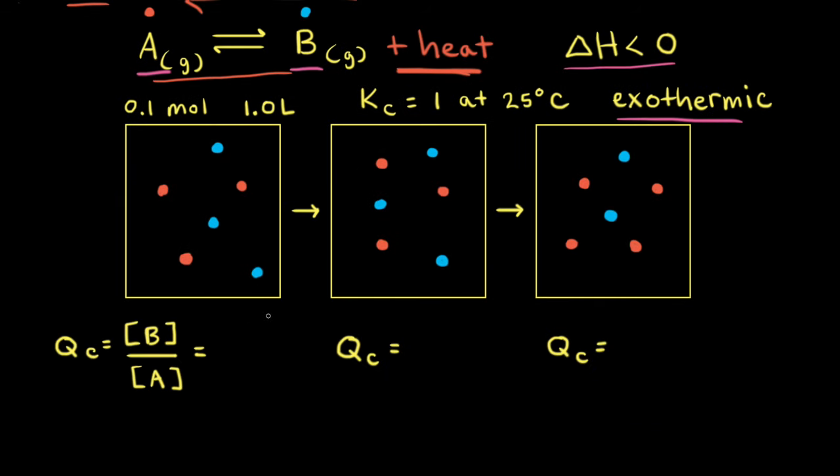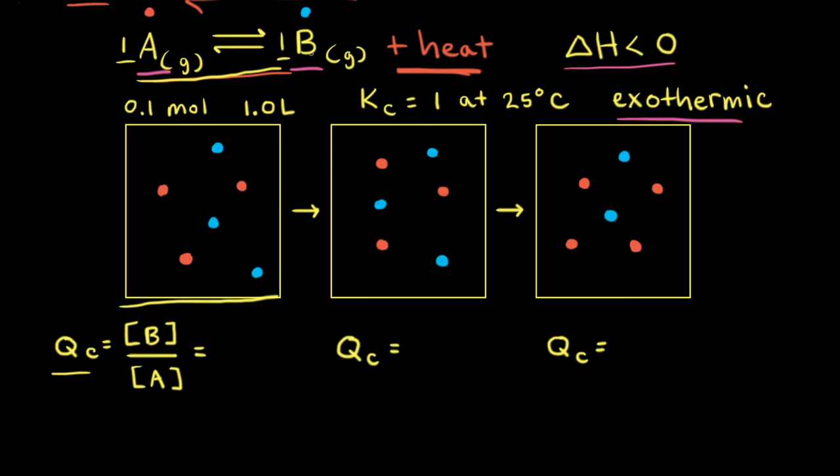Let's use particulate diagrams and the reaction quotient Q to explain what's going on when we increase the temperature on a reaction at equilibrium. The first particulate diagram shows the reaction at equilibrium, and let's prove that by calculating QC at this moment in time. We can get the expression for the reaction quotient QC by looking at the balanced equation. So we have coefficients of 1 in front of A and in front of B, therefore QC is equal to the concentration of B to the first power divided by the concentration of A, also to the first power.